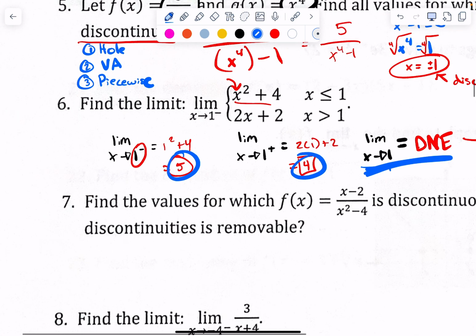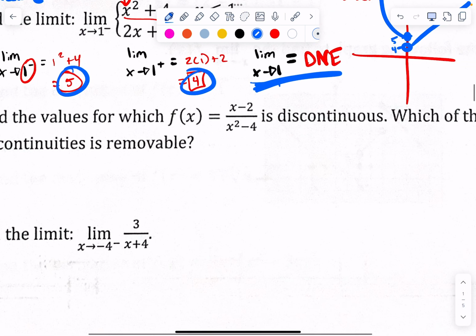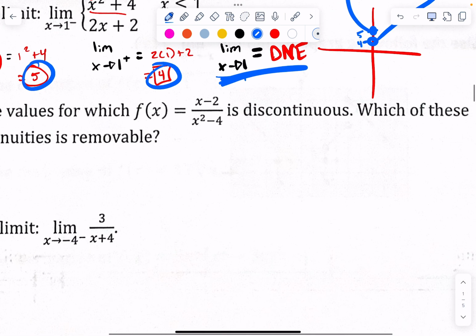So, I just want to prepare you. Yes, it was only asking for 1 minus, but if I ask you both sides together, do the left and the right and see if they're in agreement. If they are, great, it's that number. But if not, limit does not exist. Good? Okay. Find the values for which this thing is discontinuous.